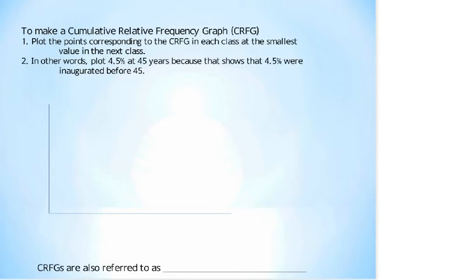All right, so to make a cumulative relative frequency graph, that's a lot of words. We're going to plot the points corresponding to the CRFG in each class at the smallest value in the next class. I'll show what that means. In other words, we're going to plot 4.5% at 45 years because that shows that 4.5 were inaugurated before 45. So I'm first going to start off by labeling my graphs. Ages of U.S. Pres at inauguration.